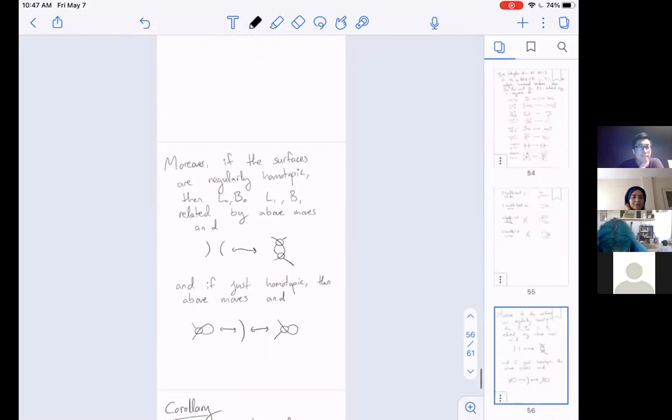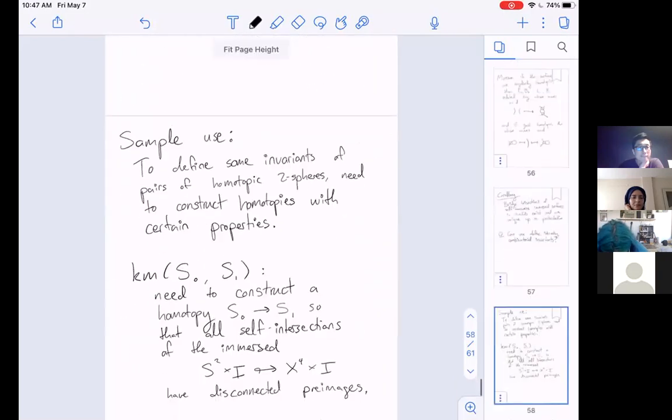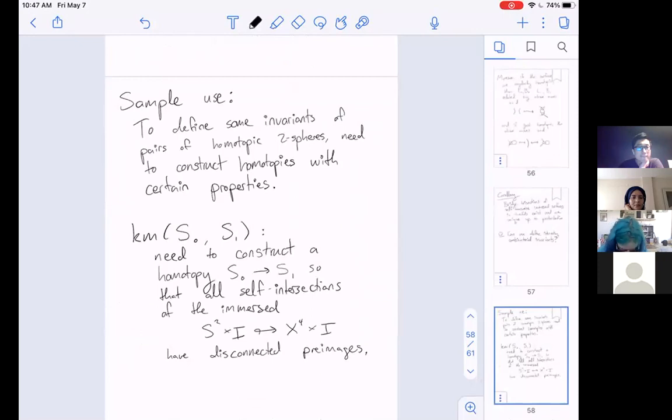And we can understand regular homotopy too. We don't care about those. So here's my sample use, which is to define some invariants of a pair of homotopic 2 spheres. I sort of mentioned that we might want to construct homotopies with different properties. So this is an invariant that you should not know what this means. Actually, I'd be impressed if you guess what KM means, Mr.